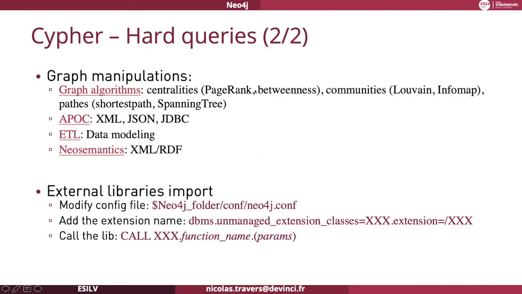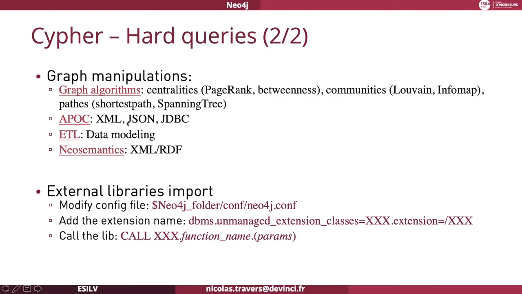Other kinds of hard queries. You can have manipulations of graph algorithms. For instance, you have PageRank, Betweenness, or whatever. It's algorithms from graph theory. You have community extraction like Louvain or Infomap or the label propagation algorithm. You can run path algorithms like shortest path or spanning tree directly.